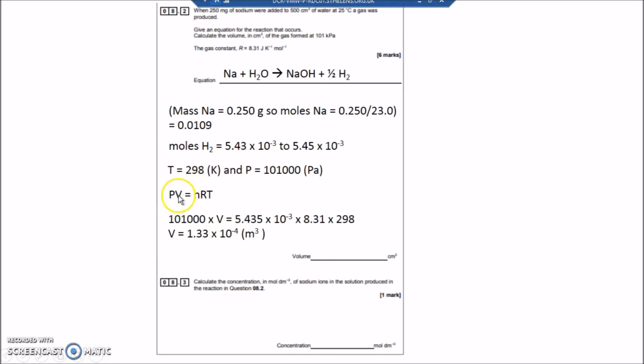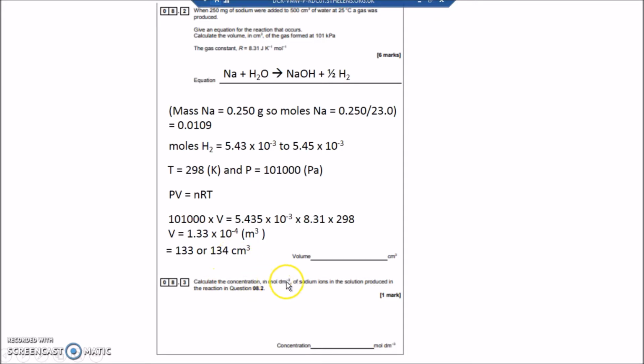Remember, a volume in PV equals nRT is in meters cubed, and it says calculate the volume in centimeters cubed. So meters cubed down into a lower unit value, decimeter cubed, we multiply by 1,000, and then to get decimeter cubed into the next unit down, centimeter cubed, you multiply by 1,000 again. So you're going to multiply this by 1,000 and then by 1,000 again, and it'll come out as 133. They allow 134 as well.